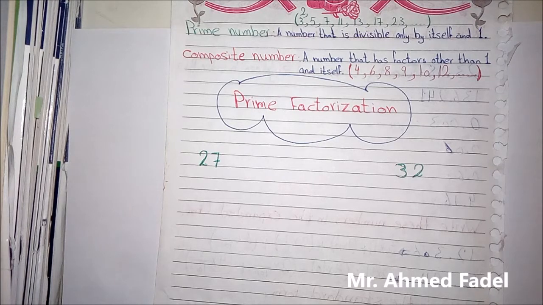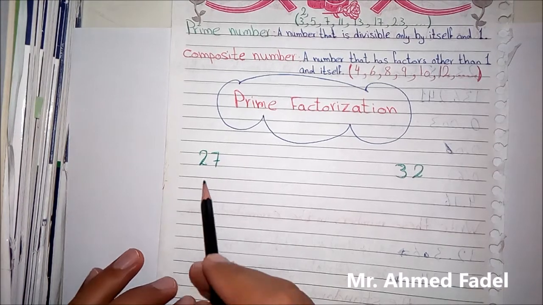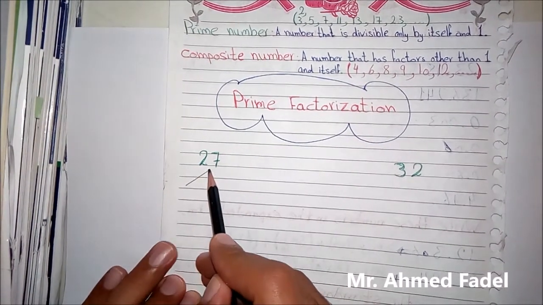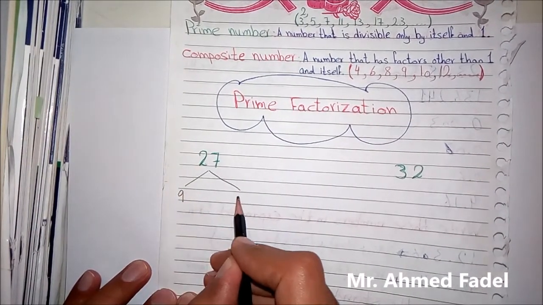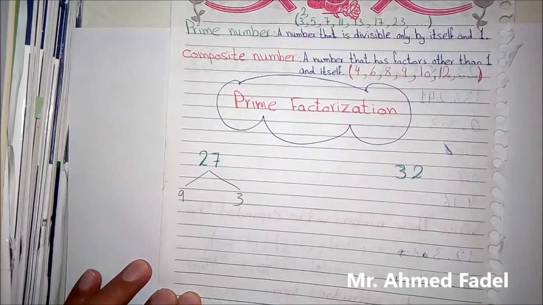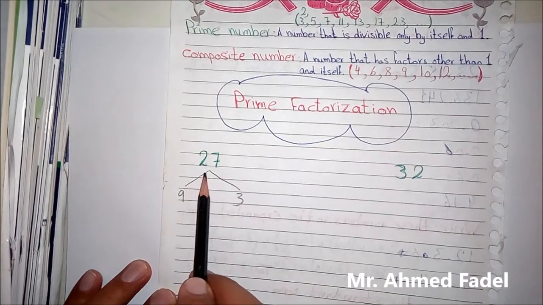So Yassine wanted to answer this question. He loves prime factorization. So Mr. Ahmed gave him this question. And he said, Mr. Ahmed, 27, if I want to prime factorize it, I'm going to choose 9 and 3. So Yassine chose 9 and 3. He said 9 times 3 gives me 27.